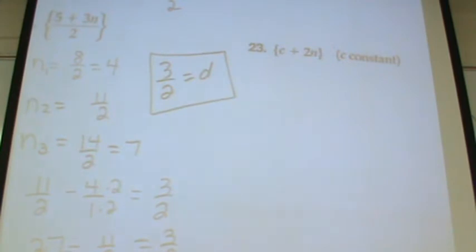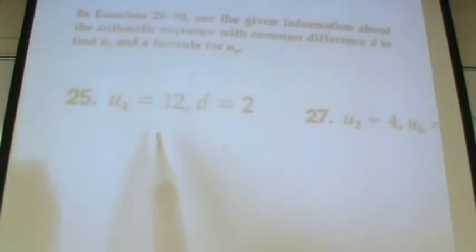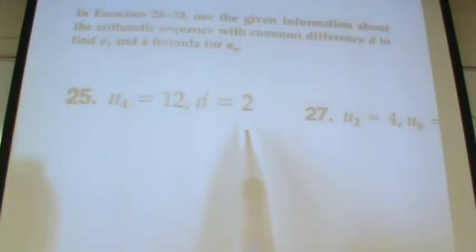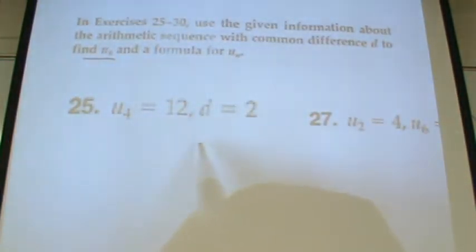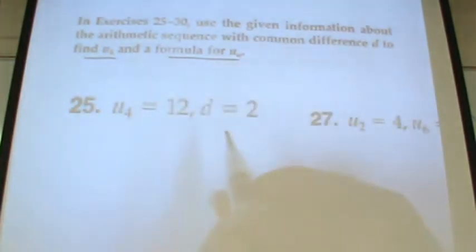The next one. We can skip 24. We don't have to do that one because it's not an odd. 25. We have the fourth term is given and the d value is given. It says use the given information to find a formula. We want to find u sub 5. Well, this one's easy. And we want a formula for the nth term.